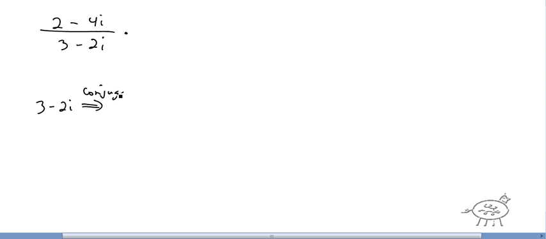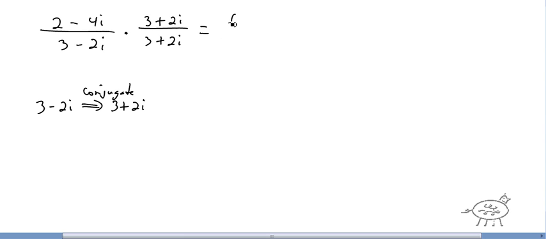Okay, let's do division of complex numbers. So 2 minus 4i over 3 minus 2i. And remember, I'm not allowed to have a radical in the denominator, which i represents the square root of negative 1, so I need to get rid of that i. And what I do is I multiply by the conjugate. So if you guys remember conjugate, it's 3 minus 2i, the conjugate is 3 plus 2i. Okay, so make sure you multiply the top and the bottom. 3 plus 2i. And the top, you FOIL it out.